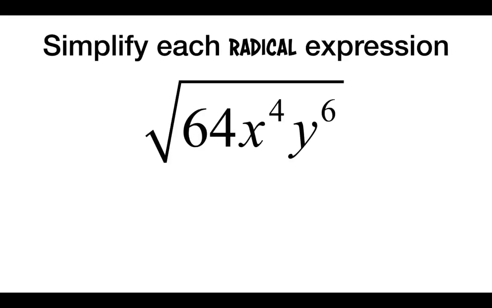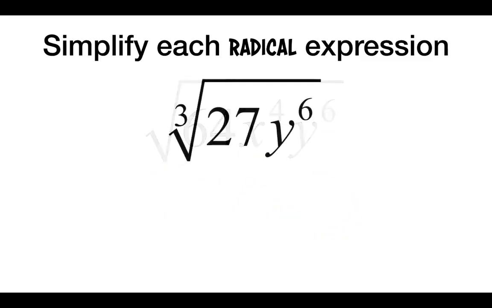Okay, now we're going to simplify each radical expression. So first thing I would do is go to the square root of 64, and I know that that is 8. Now, for these, we're going to be assuming that each one is the absolute value of the square root. So in this case, 8, the square root of x squared is x, x to the fourth is x squared. The way that we got that was we took that number and divided by 2, which is what we're also doing with y, giving us y cubed.